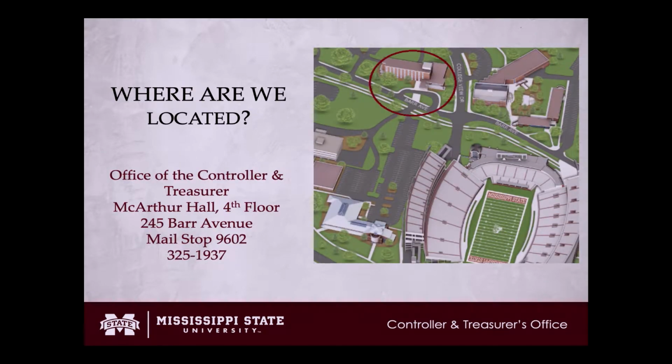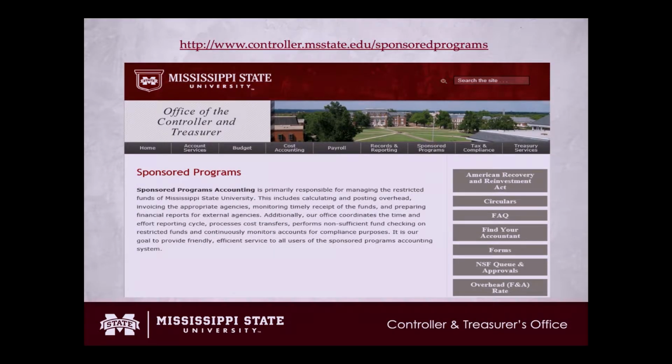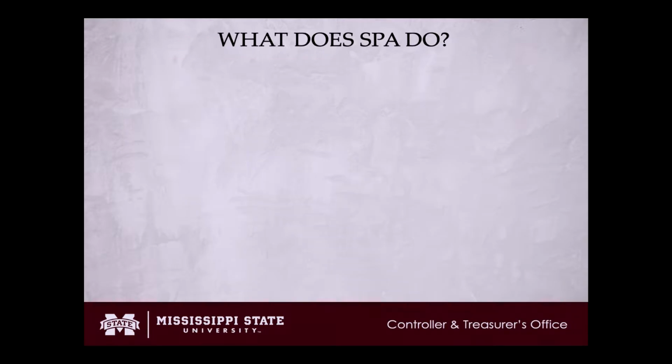We are located on the 4th floor of MacArthur Hall at 245 Barr Avenue. If you're not familiar with campus, but you know where Davis Wade Stadium is, we're right across the street from the northwest corner. We are also virtually located at controller.msstate.edu/sponsorprograms, where you can find our website with a wealth of information.